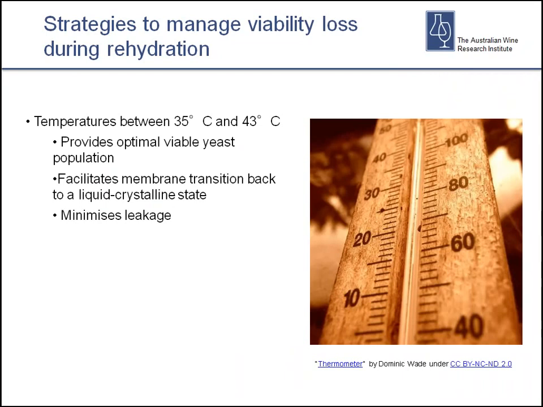The most common strategies used to manage viability loss during rehydration are, in the first instance, temperature. Subarand in 2006 showed that temperature was the single most important factor in obtaining high recoveries of viable cells from dehydrated yeast. Temperatures between 35 and 43 degrees provide optimal viable yeast populations. This is consistent with all previous work and with most common rehydration instructions. The reason this is important is that those temperatures facilitate membrane transitions back to that liquid crystalline state from the gel state, and that helps minimise leakage during the process of rehydration.